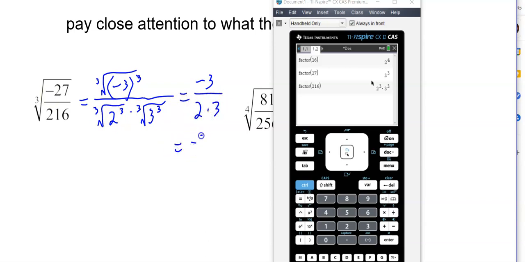So that you get negative 3 over 6, or you cancel out the 3's, and you get negative 1/2. Simplified form.